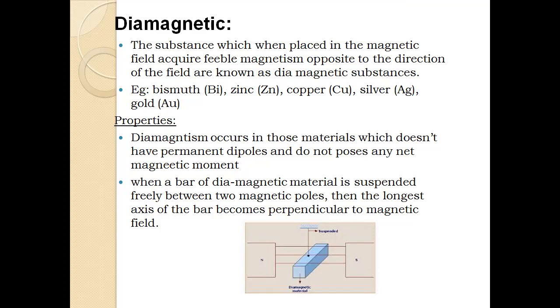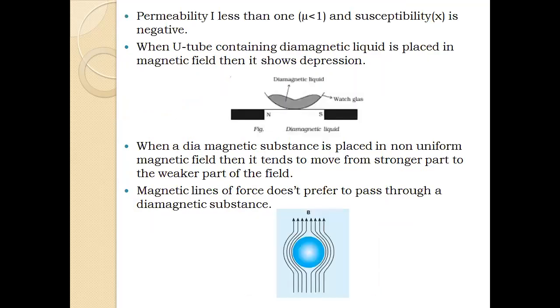the bar diamagnet will arrange itself perpendicular to the field direction. That is, the longest axis of the material will become perpendicular to the field direction. The susceptibility of these materials is a negative value, and the permeability value is less than 1.